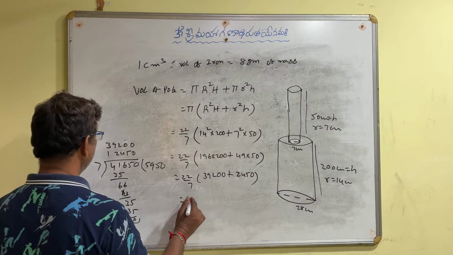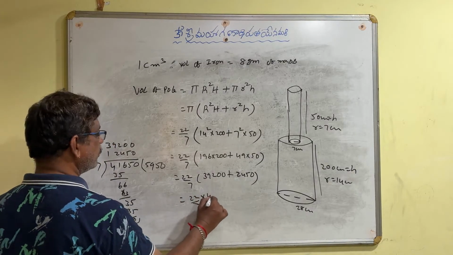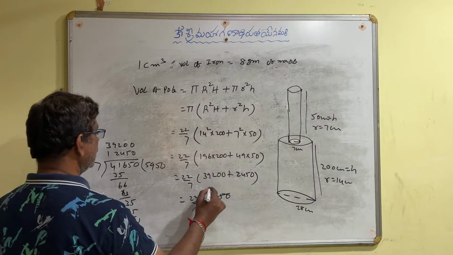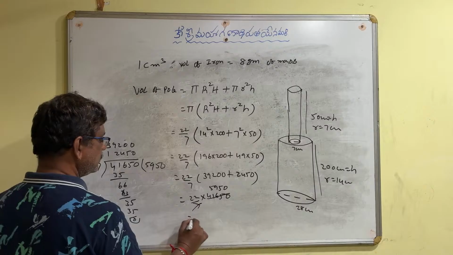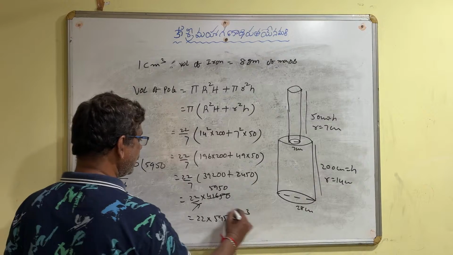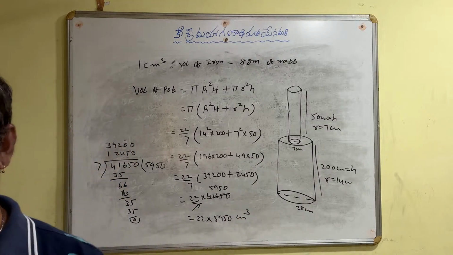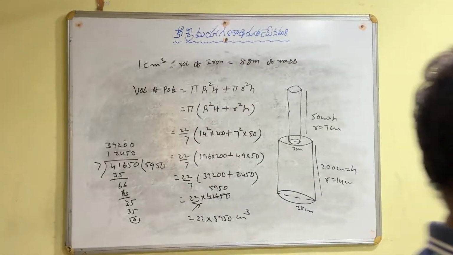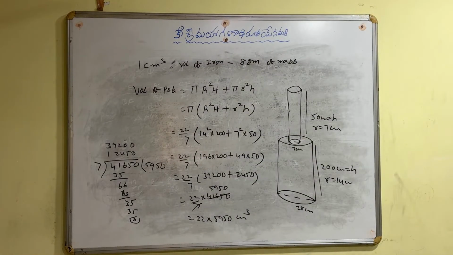So, 22 by 7 into 41650 will give 5950. So 22 into 5950 centimeter cube. This is the volume. Mensuration simplifications will be more. You have to be patient. You have to be a little bit cool. Then you have to simplify. Okay? 22 into 5950, how much?